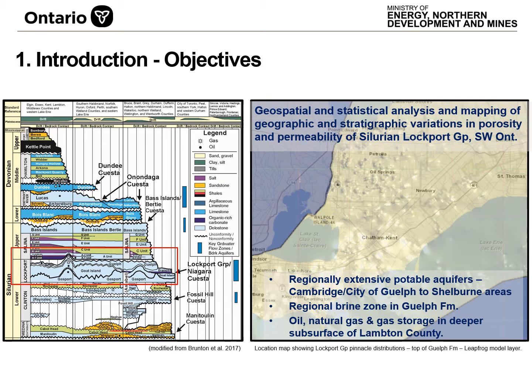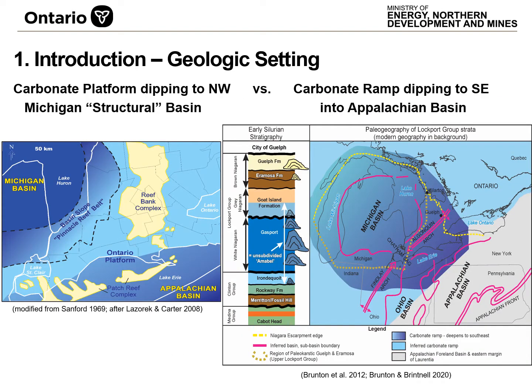And as you look to west in deeper subsurface, where our porosity and permeability data is derived, the Lockport pinnacles and ramp carbonates are among the most significant oil and gas reservoirs and also formational brines. The study area straddles 2 important Paleozoic basins, the Michigan Intracratonic Basin and the Appalachian Foreland Basin.